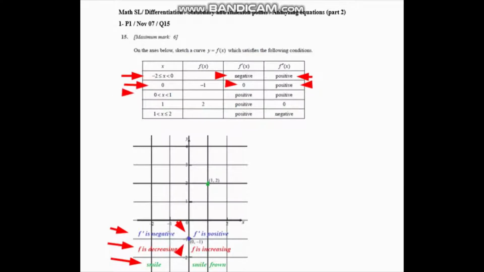From 0 to 1, f dash is positive, hence the function is increasing. So f dash is positive and the function is increasing. F double dash is positive, hence I am still smiling.